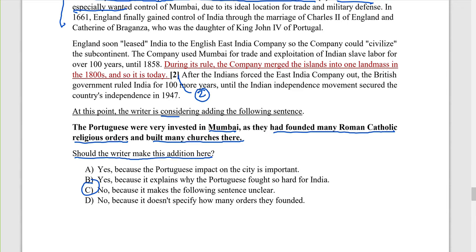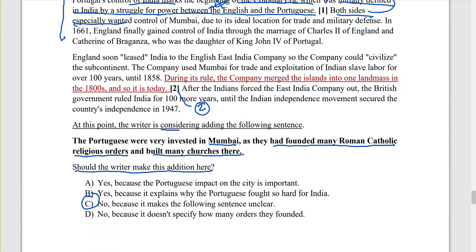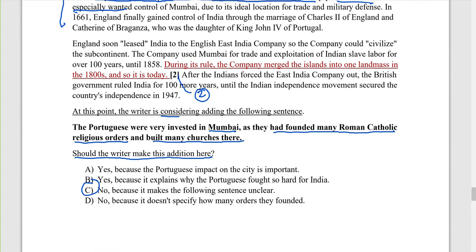And C here, because it makes the following sentence unclear. Thank you very much. The one who thought the Portuguese impact on the city is important, I know it's important, but there is no mention of founding religious orders and churches and so on. Thank you very much.